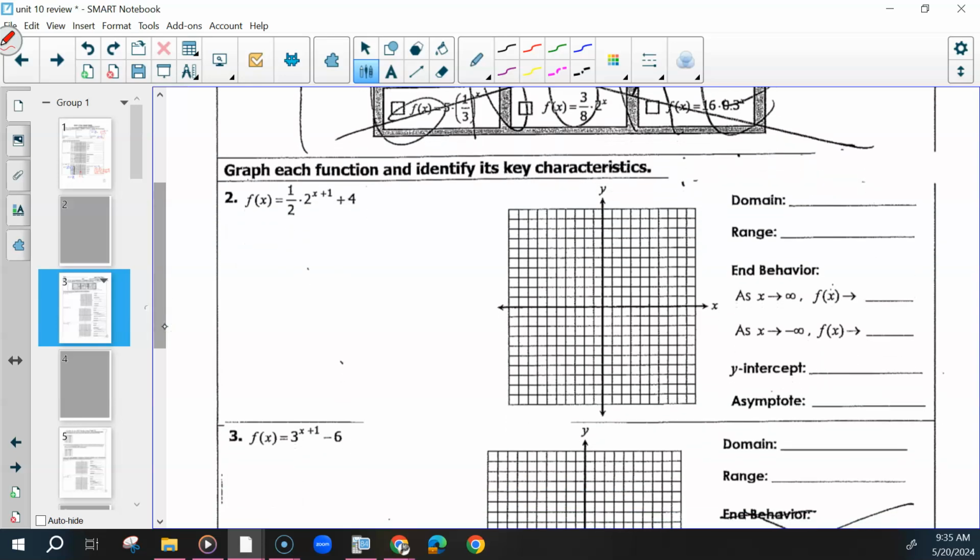Cross out asymptote and the end behavior. I forgot to do that for that one, so just cross those out. You could find these values by hand, or you could use the calculator. It does not matter.